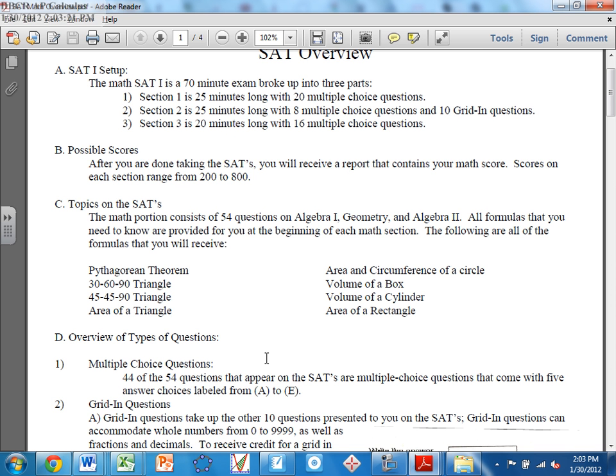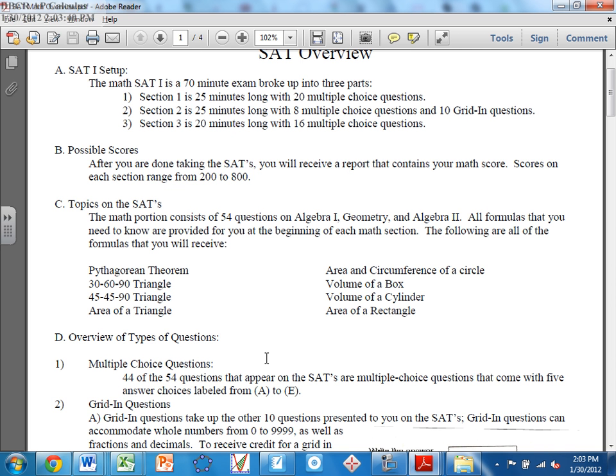The third section is a little bit shorter in length. It's 20 minutes, and it's also shorter in questions. There are 16 multiple choice questions, still about a minute per problem, give or take some. Now, after you're done taking the SATs, you're going to get a score from 200 to 800. In a minute, I'm going to discuss with you what that actually means.